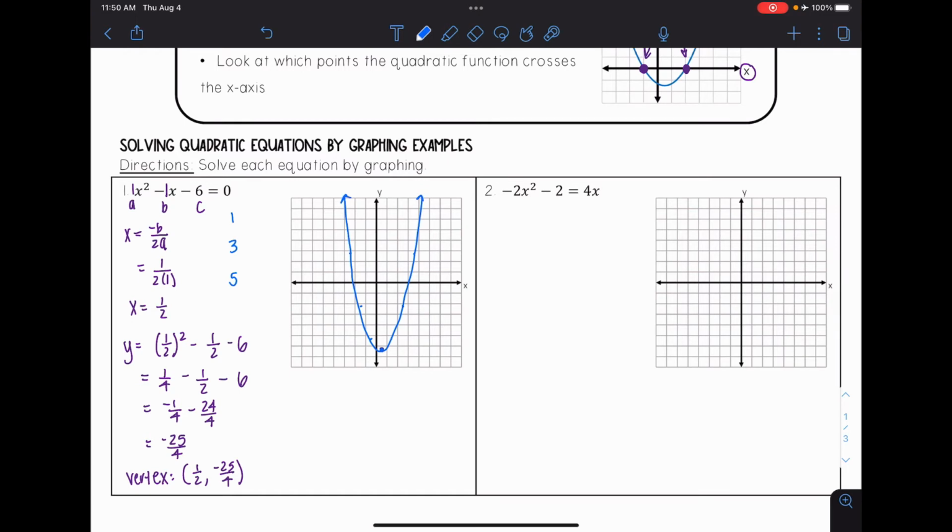So looking to see where this crosses the x-axis, I see that it crosses the x-axis at -2 and 3. So x is going to equal -2, comma 3.